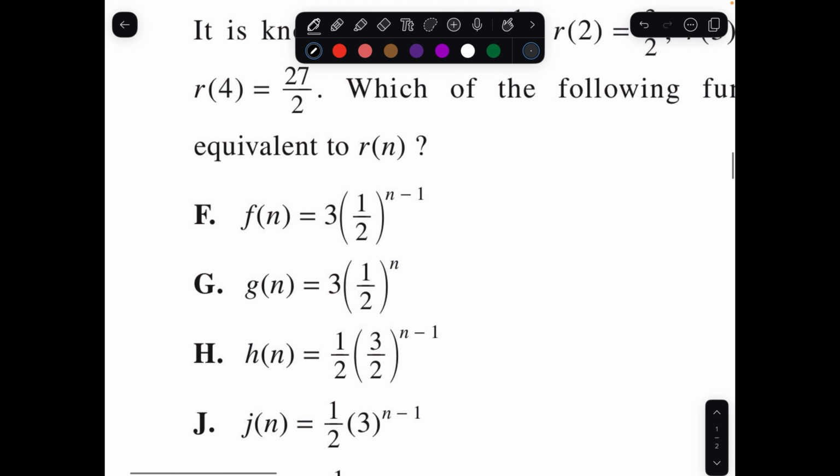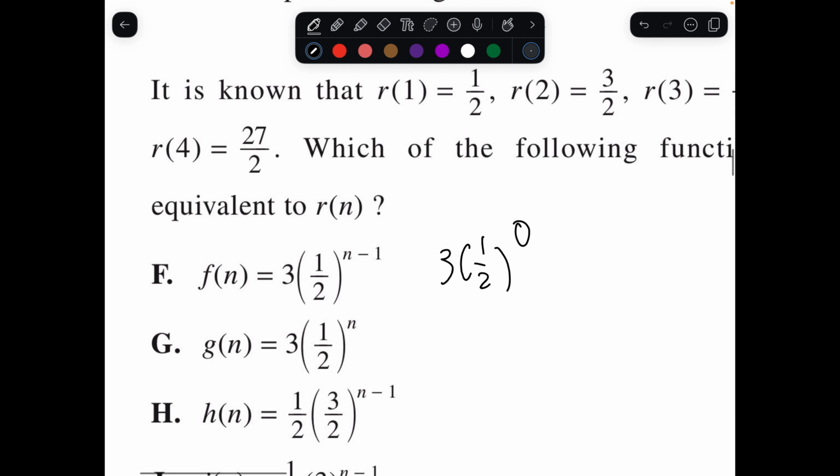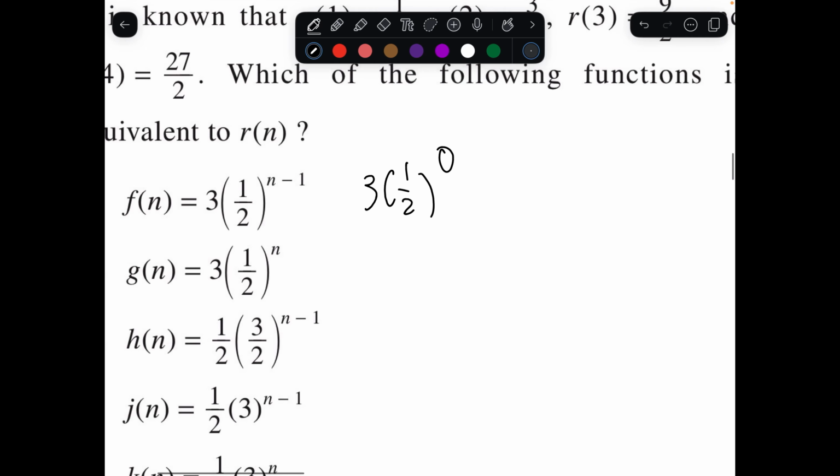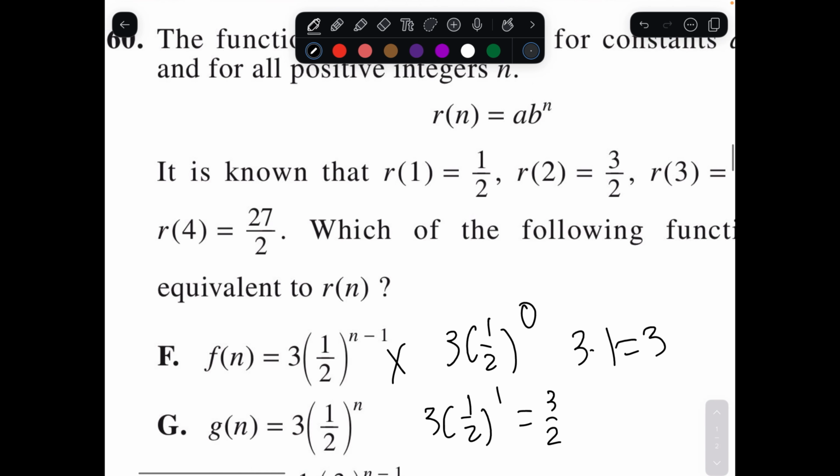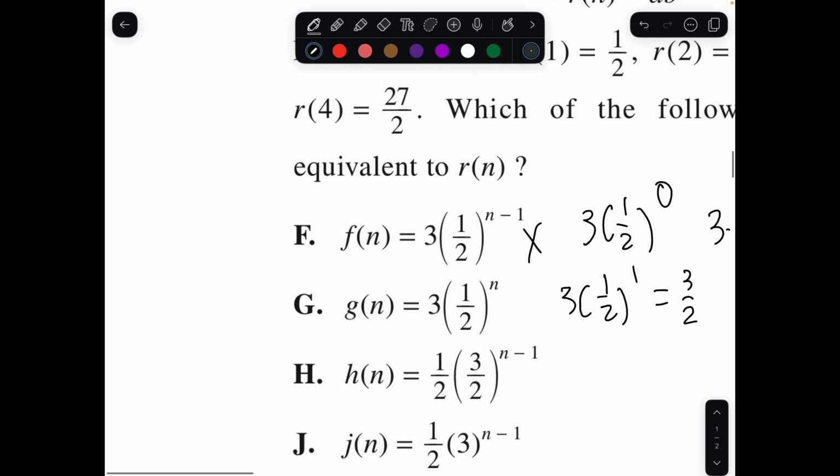So let's start with answer choice F. 3 times 1/2 to the n minus 1. 1 minus 1 is 0. 1/2 raised to the power of 0 is 1. 3 times 1 is 3. So it's not F. G, 3 times 1/2 times 1, it's 3/2. We do not want that. We want 1/2. So it's not G either.